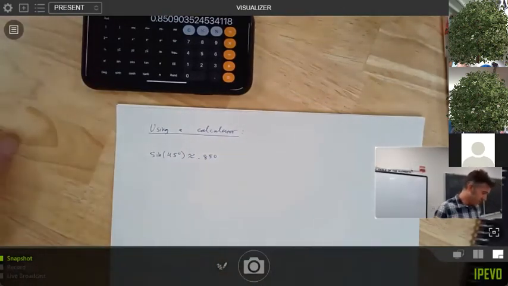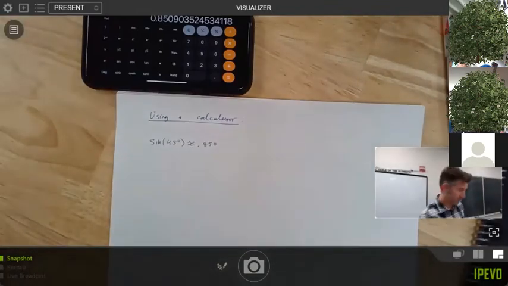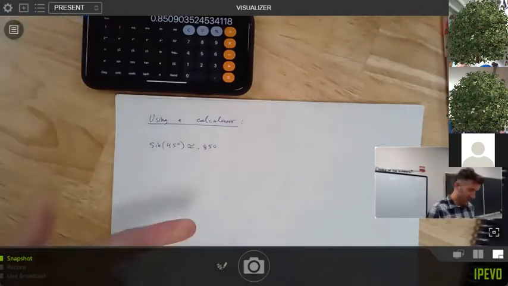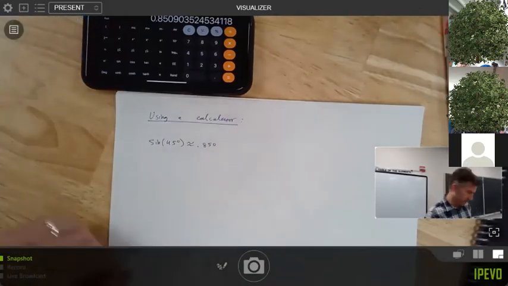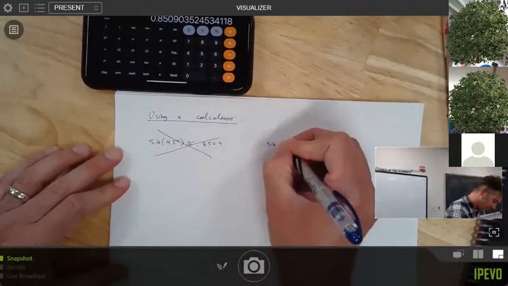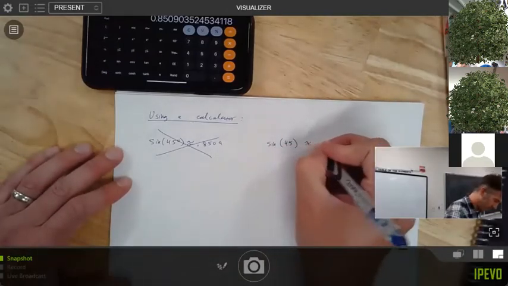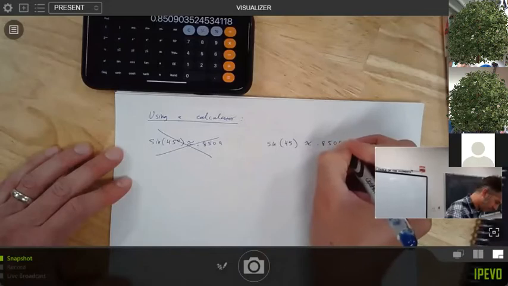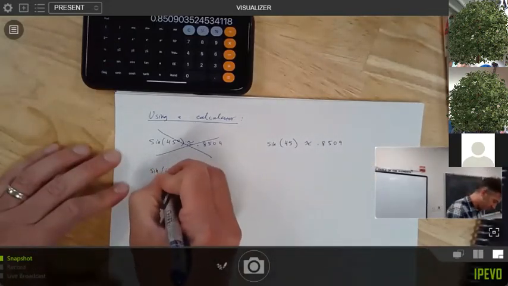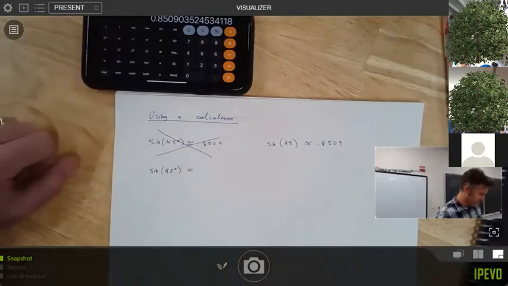Oh, so I made a mistake. What's the mistake I made? I'm in radians. So sine of 45 degrees did not approximately equal 0.8509. Sine of 45 radians is approximately 0.8509. Sine of 45 degrees is equal to, so I'm going to change the degree here.